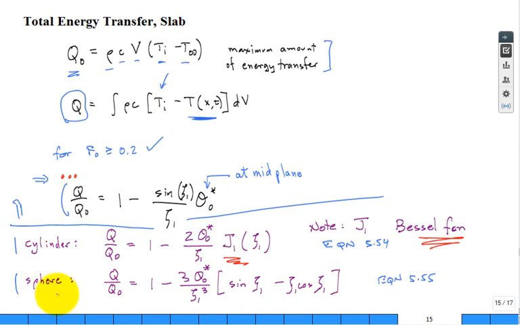Now, for a sphere, you have the same thing. So here, no Bessel functions. There you go. Those are the equations.